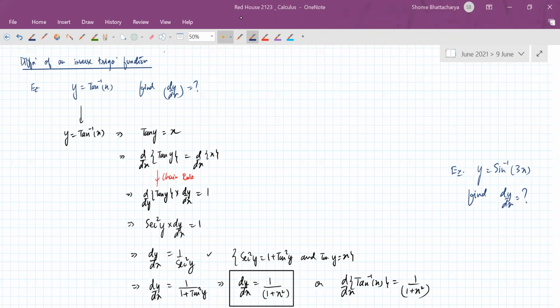Yes, very good. You should be getting the answer of this. Okay. Yes, Parv, that is correct. But in the final step, you have to just express cos y in terms of x. So if you see, you know that sine y is equal to 3x, right? So then use the relation between sine y and cos y.